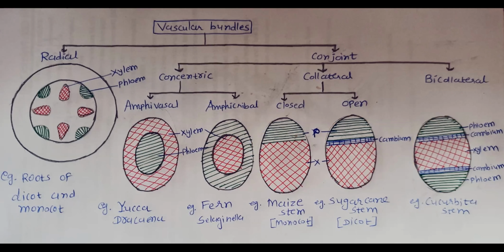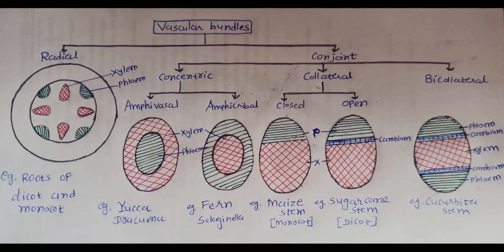A given vascular bundle, if it is made up of only xylem or only phloem, is a radial type of bundle. Xylem bundles are separate and phloem bundles are separate, as simple as that. In case of a conjoint type of vascular bundle, within the same vascular bundle, the xylem and phloem are present side by side. We call it a conjoint type of vascular bundle. That's the first difference between radial and conjoint.